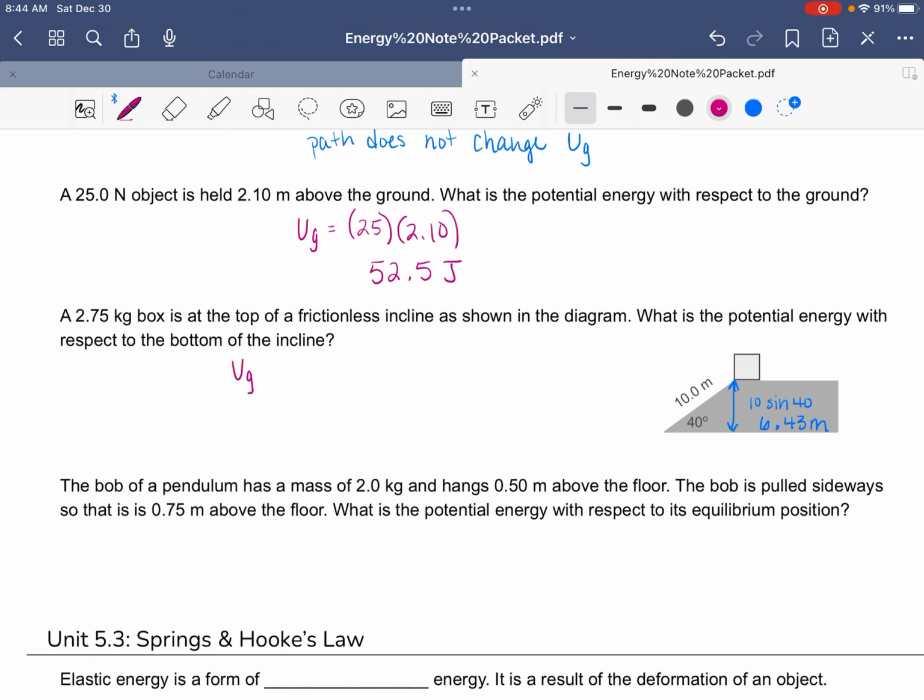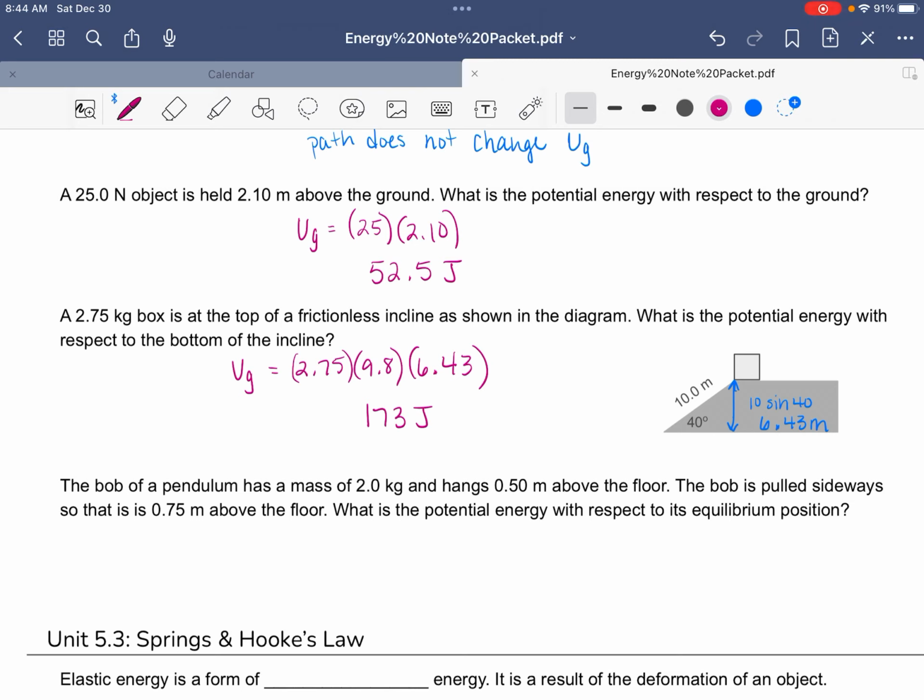So my gravitational potential energy is equal to my mass, 2.75, times gravity, 9.8, times the height, which is 6.43. So 2.75 times 9.8 times 6.43. I'm going to report 3 sig figs, so 173 joules of potential energy.